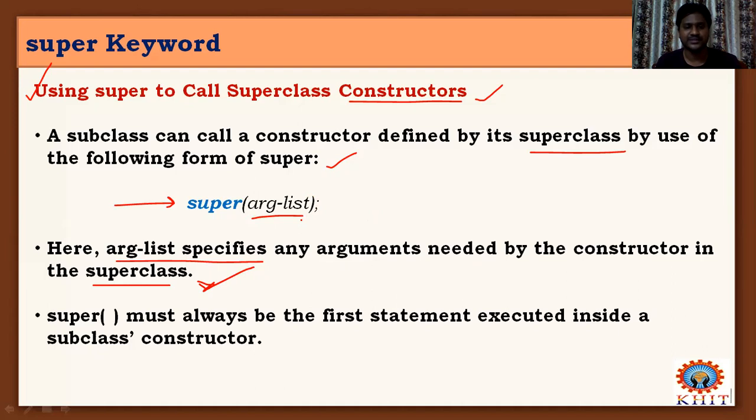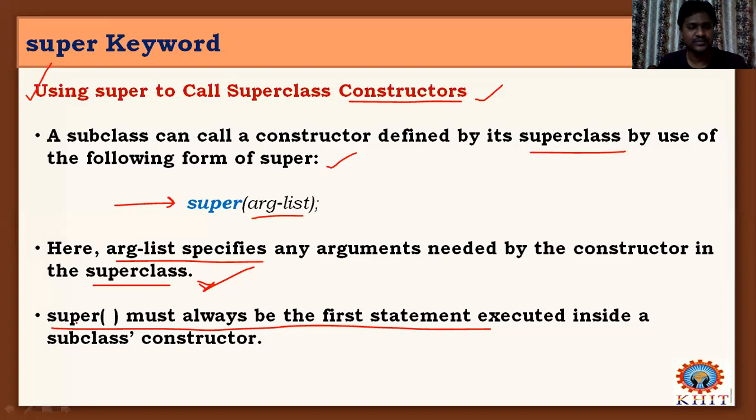and we are using that constructor for taking instance variables or accessing those members of the class through the constructor, and it is the concept called reusability. I will explain the process in the example program. And this super must always be the first statement executed inside a subclass constructor. To use super for calling the constructor of the superclass inside any subclass constructor, the super statement must always be the first statement. This is a mandatory condition to use the super keyword to call a superclass constructor.